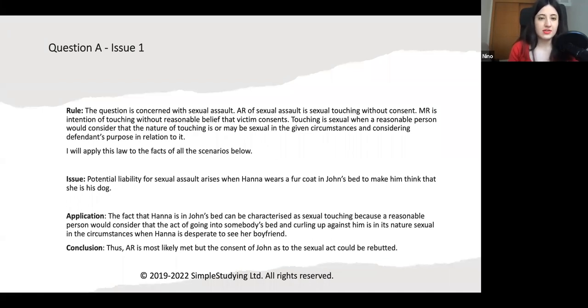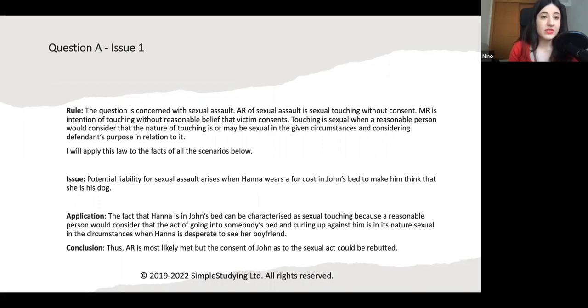The question is consent with sexual assault. Actus reus, as we said, first thing to do is to establish what is actus reus and mens rea and which of these sections apply. Actus reus of sexual assault is sexual touching without consent. Mens rea is intention of touching without reasonable belief that victim consents. Touching is sexual when a reasonable person would consider that the nature of touching is or may be sexual in the given circumstances and considering defendant's purpose in relation to it.